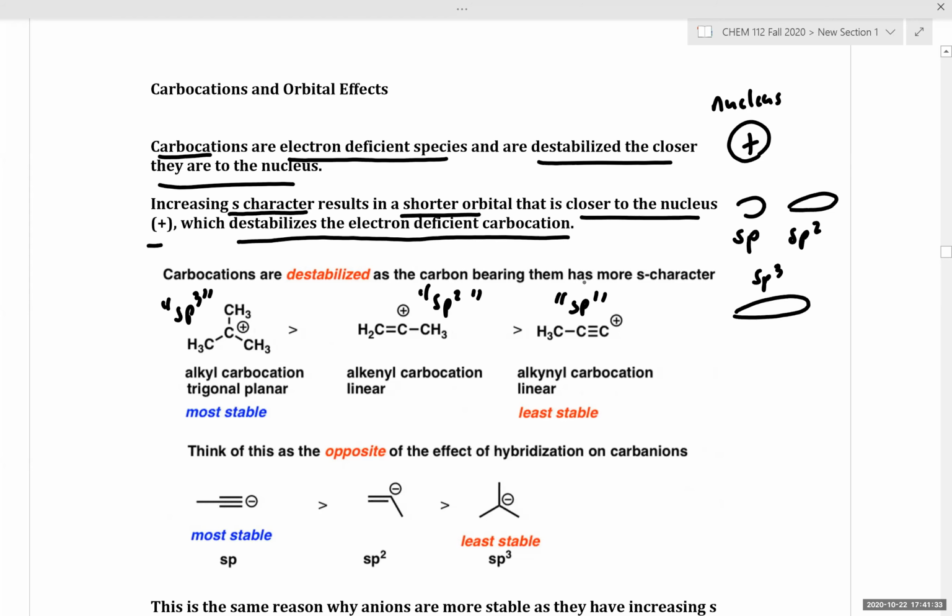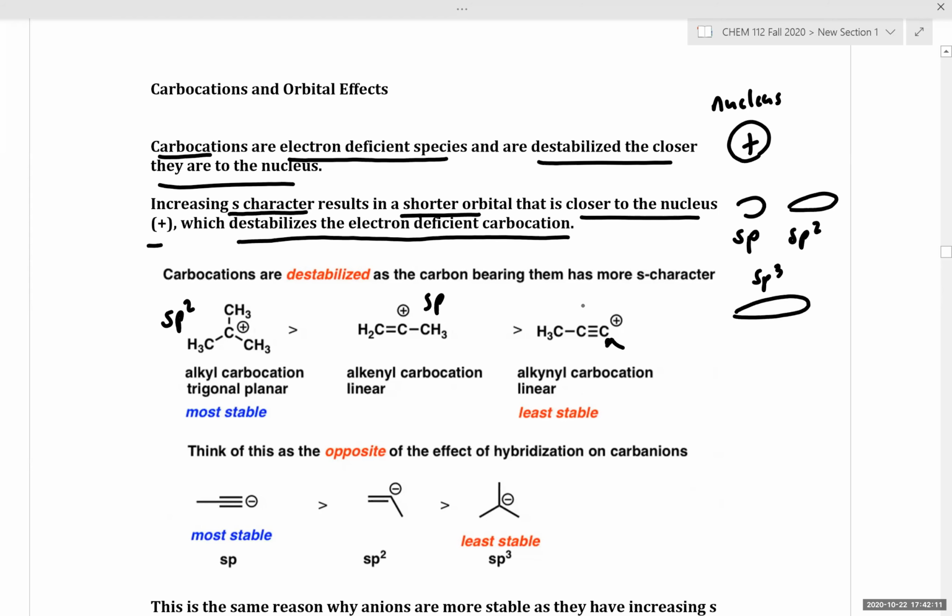our sp-like carbocation results in a less stable carbocation compared to our sp3-like carbocation. If we were to look at the actual hybridizations, this would be sp2, this would be sp, and looking at this carbon, depending on the adjacent substituents, it's a little difficult to assign a formal hybridization for this carbocation.